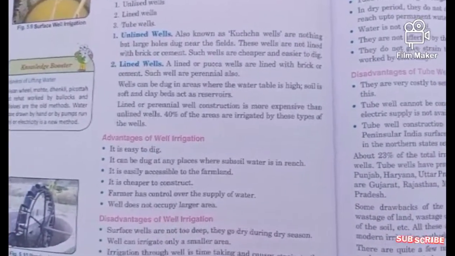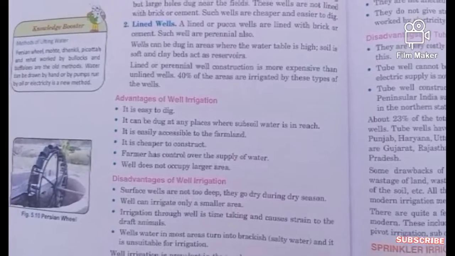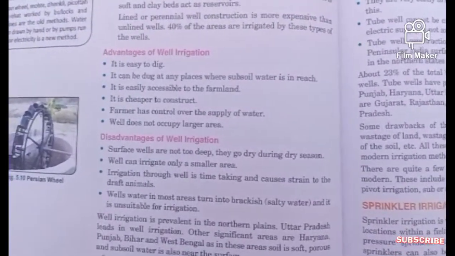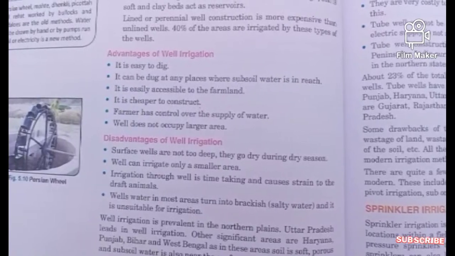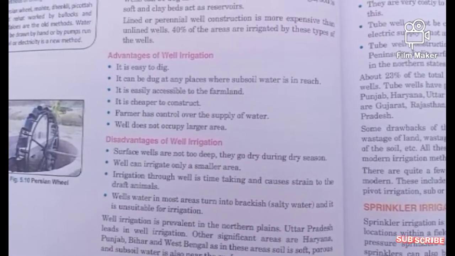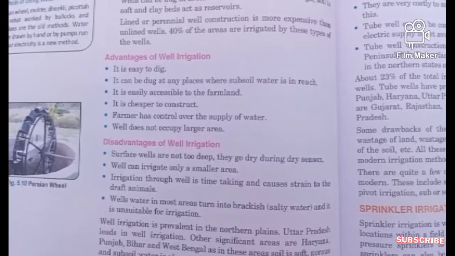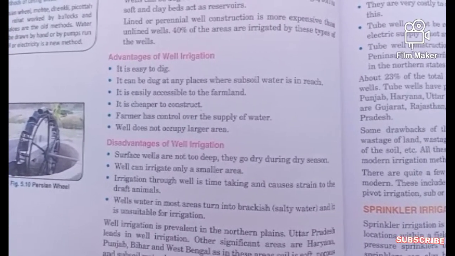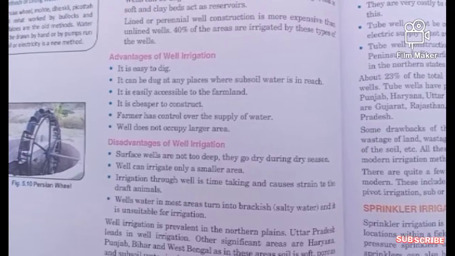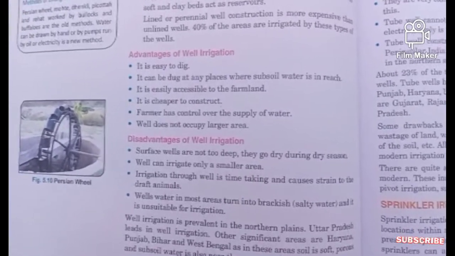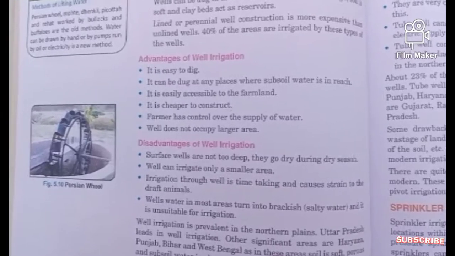Okay, let's try here the advantages and disadvantages. Advantages of well irrigation: first, easy to dig. Next, it can be dug at any place where subsoil water is very rich. It is easily accessible to the farm because it is located in the farm itself, so we need not make lots of effort to take out the water and provide it to the field.